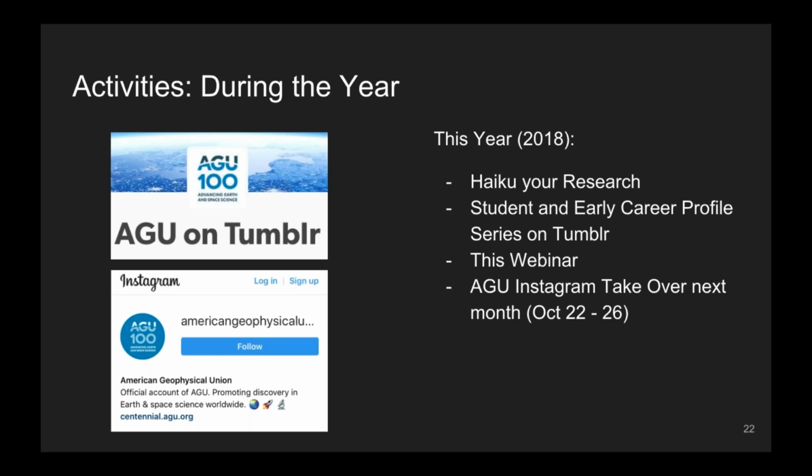There's also the Student and Early Career Scientist Profile Series on AGU's Tumblr they should check out. This webinar is also another activity that we're putting on, and if we get, it looks like we are getting so far positive feedback, this might be something we'll be able to keep up with next year. And also, we are going to be taking over the AGU Instagram account next month, October 22nd through 26th. So if you have Instagram, make sure you're following AGU, and you'll be able to see our Instagram takeover.